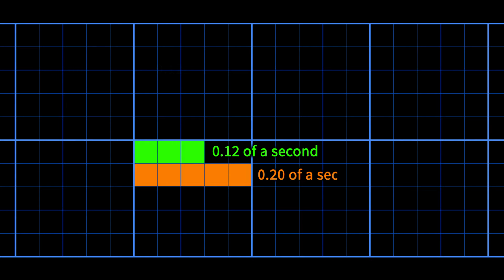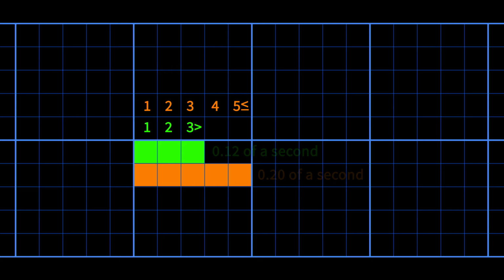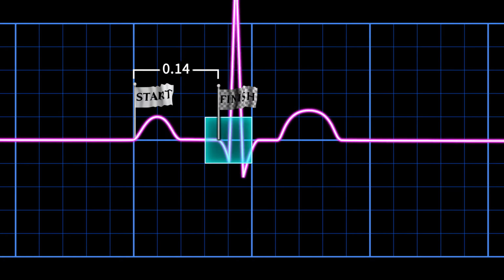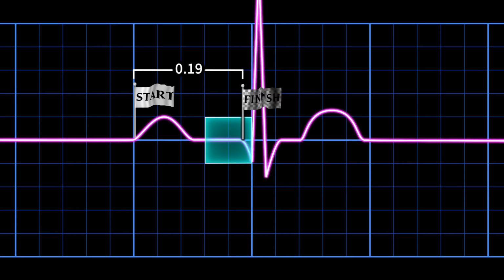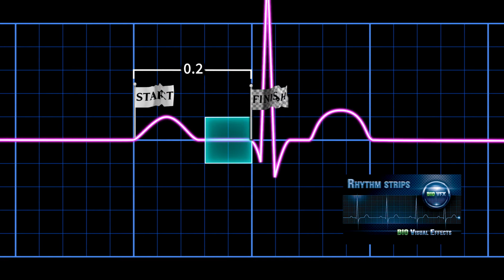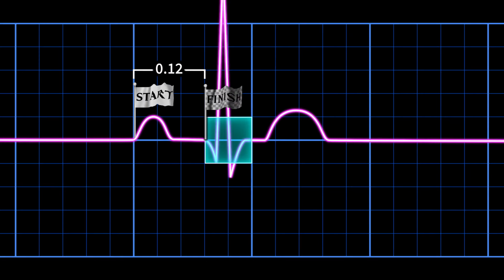A normal PR interval is between 0.12 and 0.20 of a second, which is greater than 3 small boxes, but equal to or less than 5 small boxes. This is the sweet spot, or normal area where the PR interval should end. If outside this area, it would be an abnormal PR interval. If you are wondering how I've come up with these numbers, click on the rhythm strips image or click the link in the description of this video.